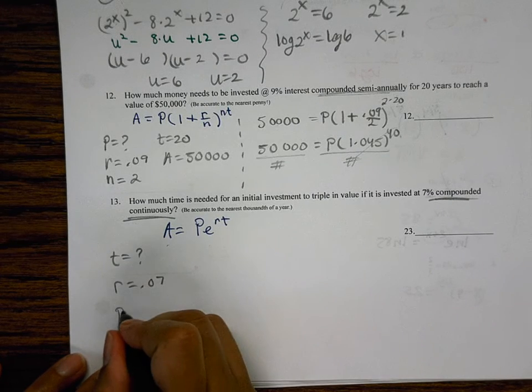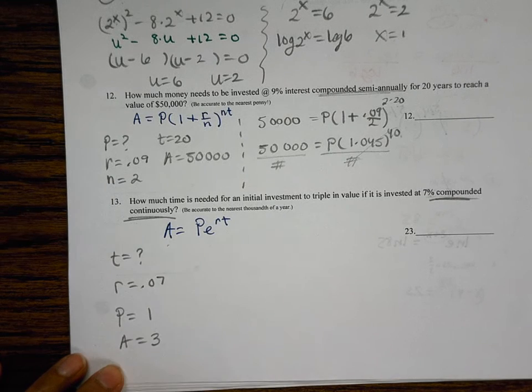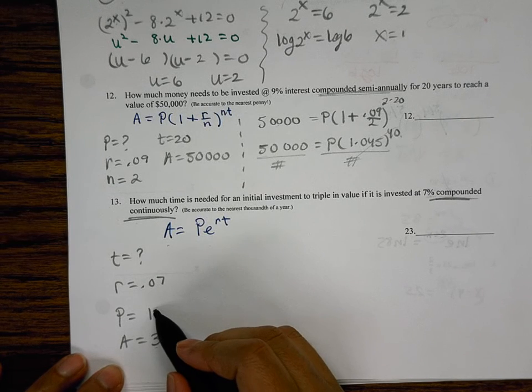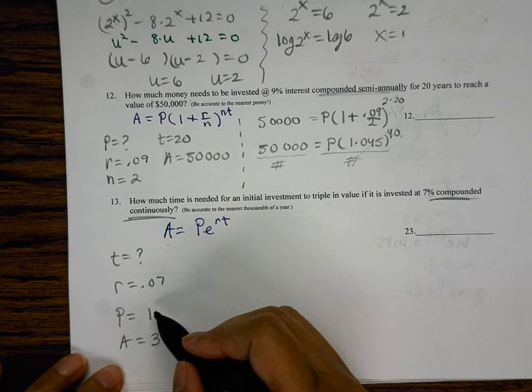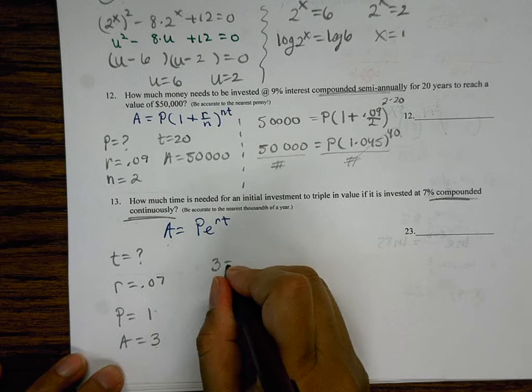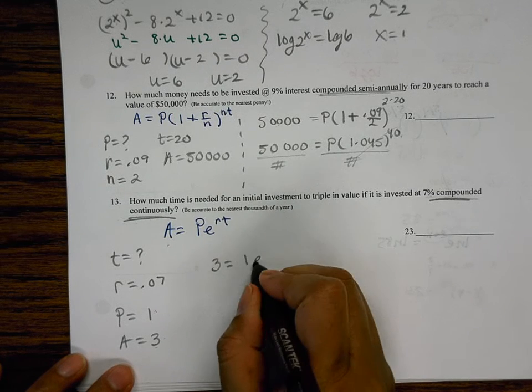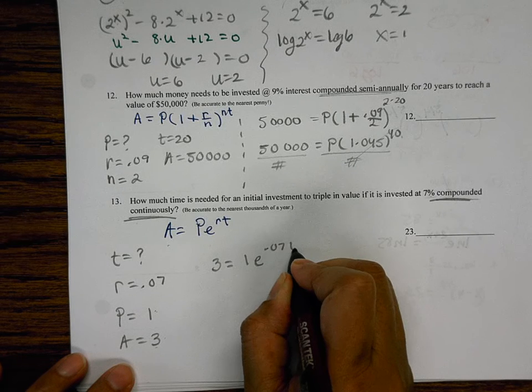They didn't give us the initial or the ending, but they told us we want to triple. So remember, initial is 1. In this case, ending is 3. If it's a double, the ending would be 2. If it's a quadruple, the ending would be 4. The initial would still always be 1. You put 1 for P and 2 or 3 or 4 for A, whatever it's asking. All right, you just plug it all in. 3 equals 1 times e raised to the 0.07t, t is what we're looking for.